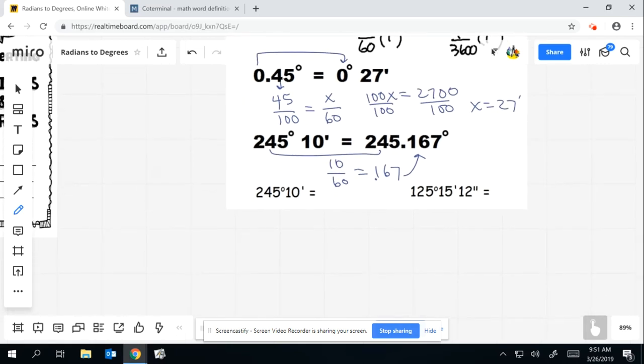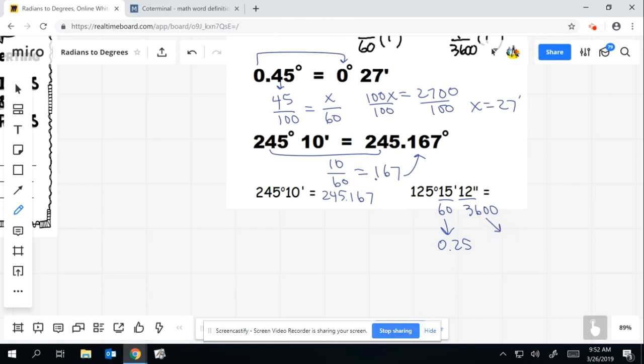Okay, so let's try this last one. This one we just did already, so this was 245.167. Let's try this one though. You're going to take 15 and divide it by 60. You're going to take 12 and divide it by 3,600 because those are seconds. There's 3,600 of those seconds inside of a degree. So let's take the 15 and divide it by 60 first. That's 0.25. And then let's take 12 and divide it by 3,600.